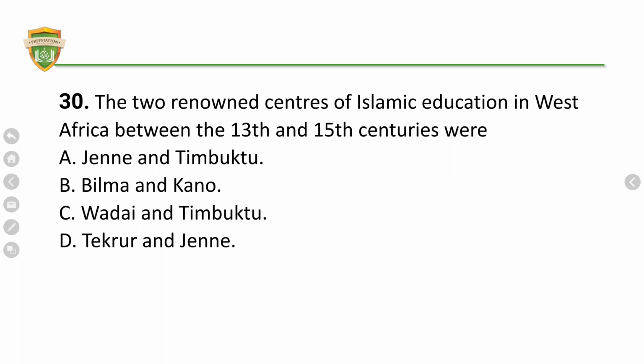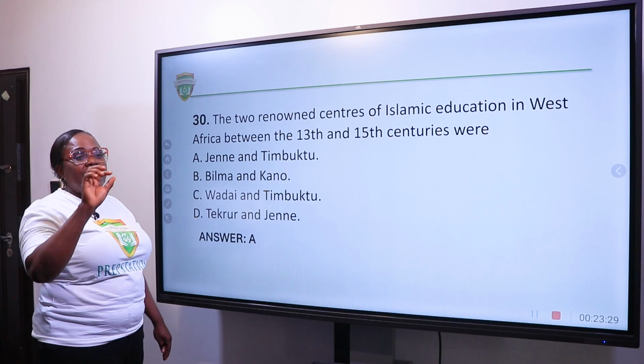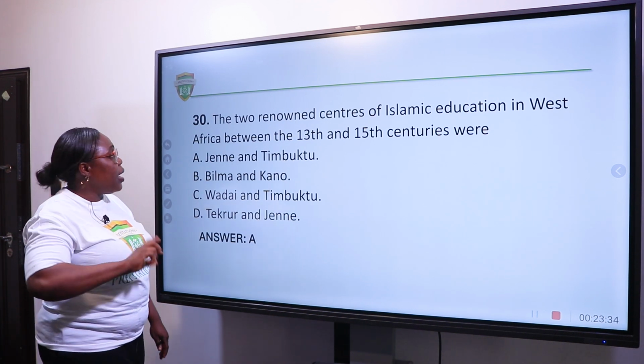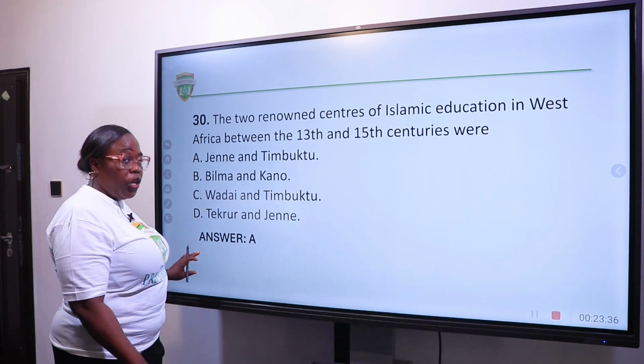The two renowned centers of Islamic education in West Africa between the 13th and 15th century were what? What is the answer? Okay, we'll see. Jenne and Timbuktu. These two are known as Islamic education hubs. Please take note of that.